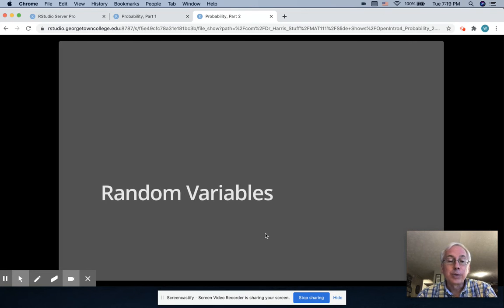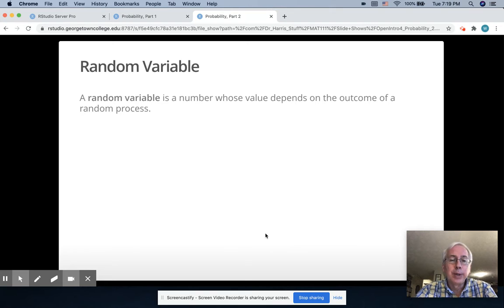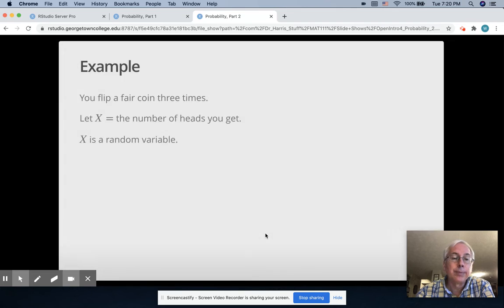So here is what we mean by the term random variable. Pretty simple definition, but we'll try to look at some examples to help us understand it. It's a number whose value depends on the outcome of a random process. In our last slideshow, we defined a random process as an experiment whose outcome for any one run of the experiment can't be predicted in advance, but for which overall there's a pattern to the set of outcomes if you repeat the experiment over and over and over again. So if we're able to assign a number to the outcome of a random process, we get what's called a random variable. Here are a few examples.